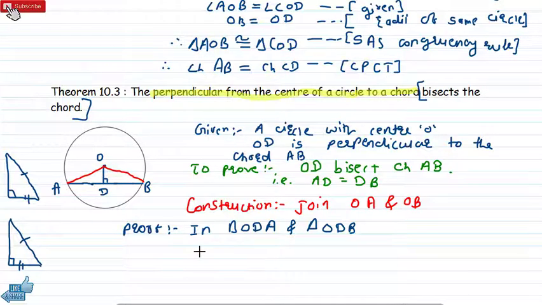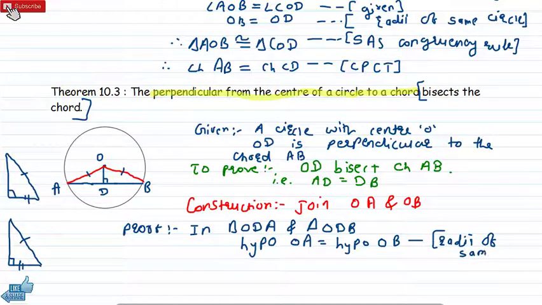So we can write here, first of all, hypotenuse OA is equal to hypotenuse OB. Why did I just write hypotenuse? Because to understand RHS. Why are these equal? Because these are radii of the same circle. Simple. Radii of the same circle.